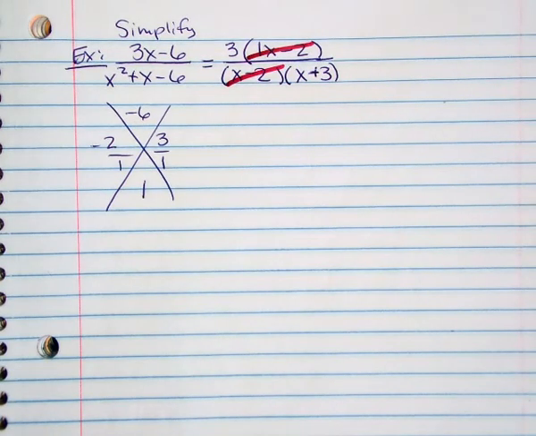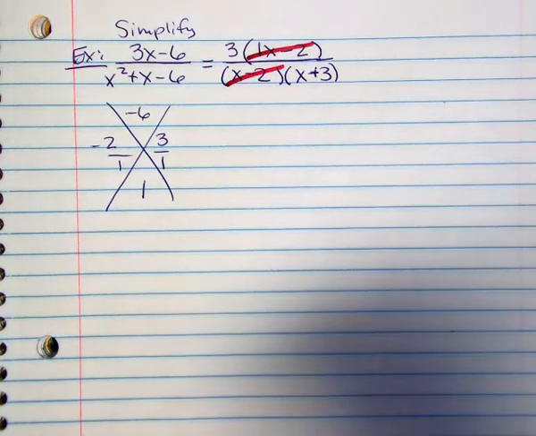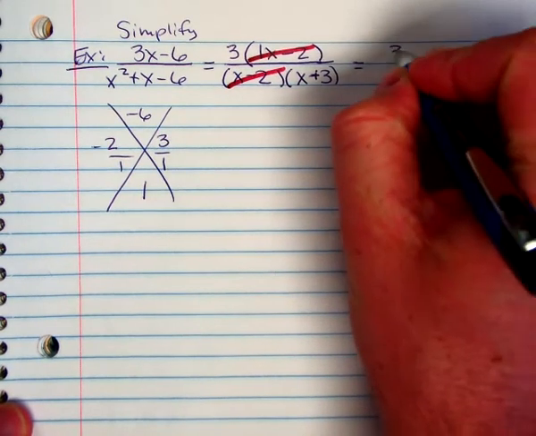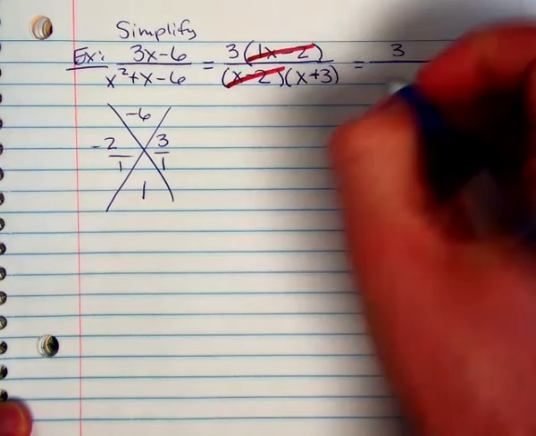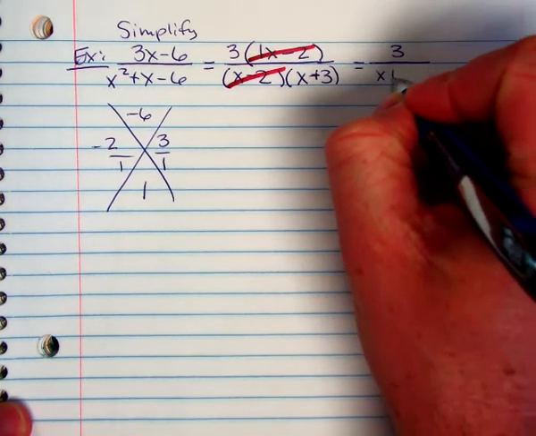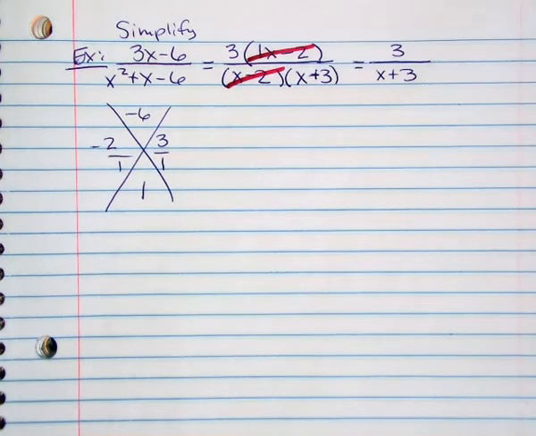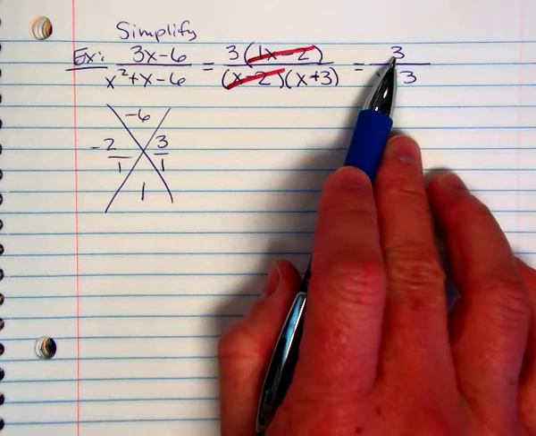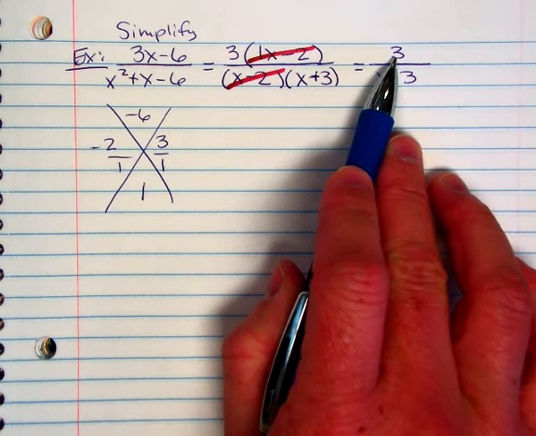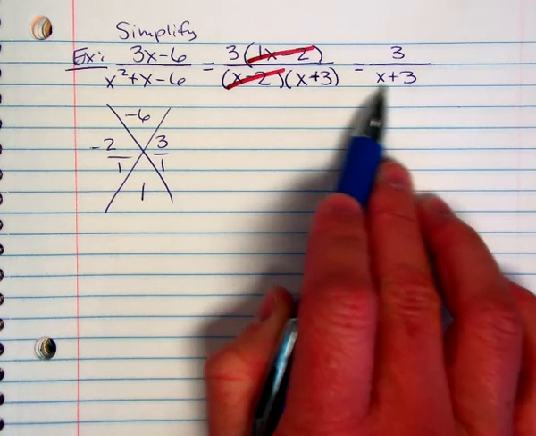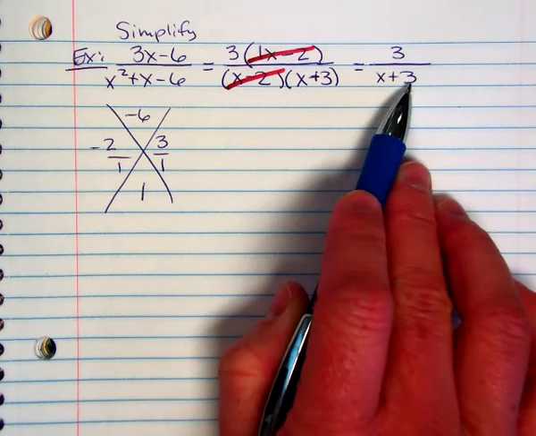Remember in the last example I said you need the entire polynomial, not just the pieces. So here's what I have left. On the top I have the number 3. On the bottom I have the polynomial x plus 3. This part's really important. This 3 on top is a constant, just the number 3. This denominator is a polynomial, x plus 3.